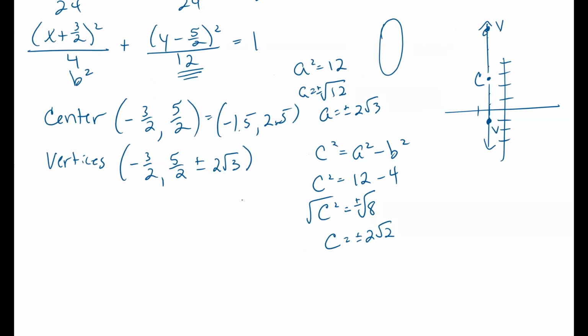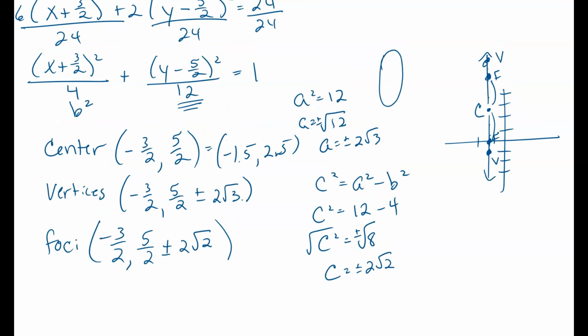Okay. Now, we're going to do it the same way. The foci are going to be closer than the vertices, I'm just doing a quick rough sketch right here. So when we do that, we know we're still adding onto the y values instead of the x, because I had to go up and down to get there. So my foci are going to be negative 3 halves, which doesn't change, but it's 5 over 2 plus or minus 2 root 2. And that would be it. So that's my foci. Guys, that's everything you need.